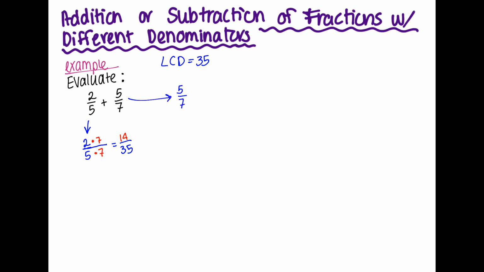For 5/7, if we want to make that denominator into 35, we need to multiply 7 by 5. 7 times 5 is what gives us 35 as a denominator. I'm going to do the same thing on top. That'll give me 25.